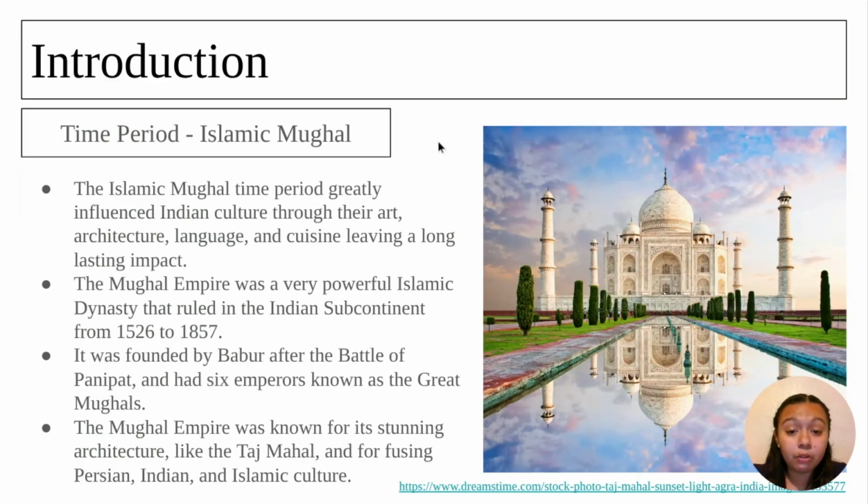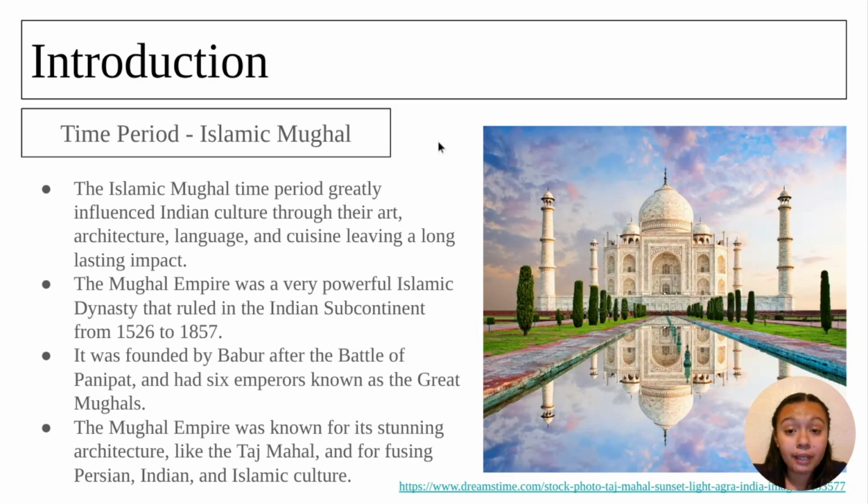The time period we will be completing our project over is the Islamic Mughal time period. This time period has influenced many things in Indian culture through art, architecture, language, and cuisine. This specific time period takes place during the Mughal Empire, which was a powerful Islamic dynasty that ruled from 1526 to 1857. The Mughal Empire was founded after Babur's victory in the Battle of Panipat.